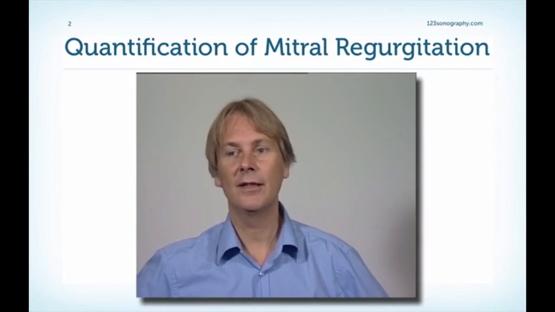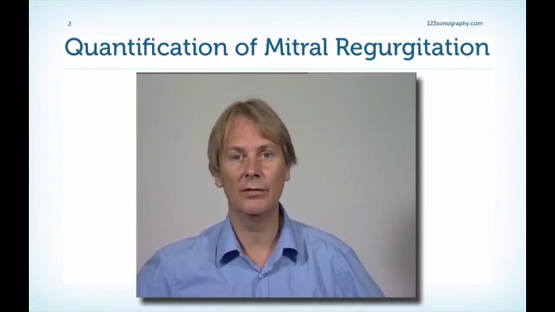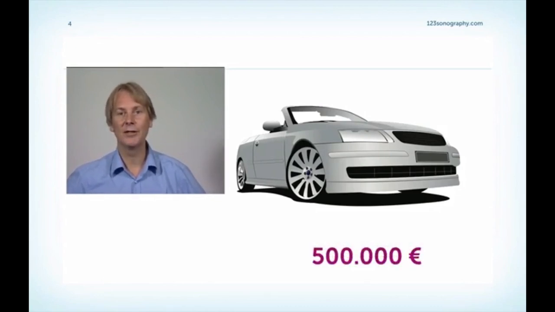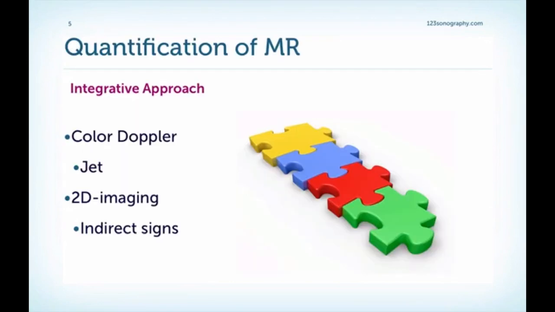This is not much different than the way you judge, for example, the beauty of a car. How can you describe the beauty of a car? Depends very much on your subjective impression and also on your experience. Well, in a way, there is a number you can put to the cars, but that does not necessarily describe the beauty, but only the price. But the key issue here is that we have to use an integrative approach. We will look at the color Doppler, specifically at the jet, but also at the 2D image and observe indirect signs of regurgitation.